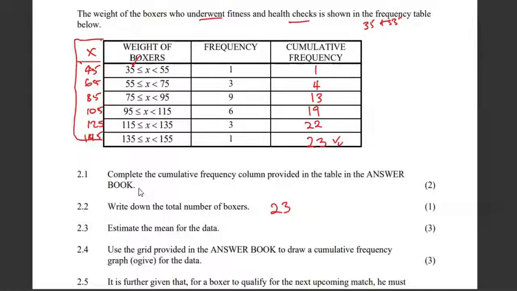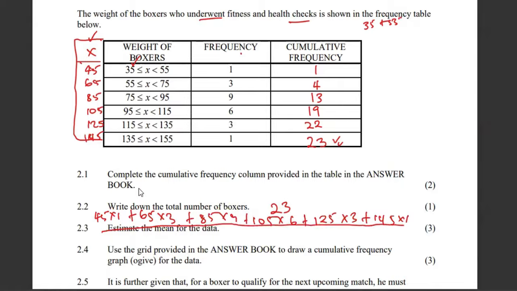Now, all I have to do is just multiply these midpoints with the frequencies. Then I will divide by the 23. So this is going to be 45 times 1 plus 65 times 3 plus 85 times 9 plus 105 times 6 plus 125 times 3, then 145 times 1. I'm dividing all this by the 23. Okay, so I'm getting 93.70 as my answer. So that's how you get the estimated mean of the grouped data.